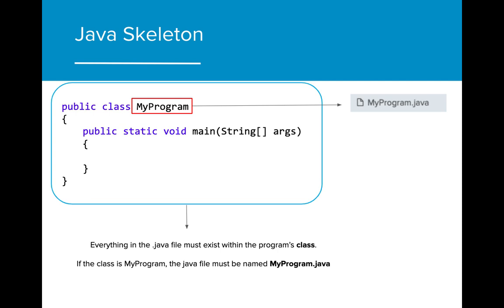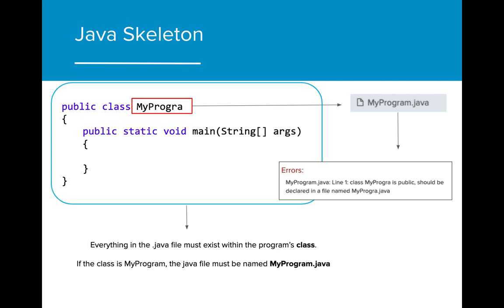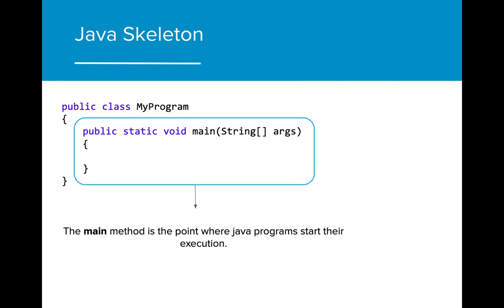An important thing to note is that the name of the class must match the name of the Java file. If the name of the class doesn't match the name of the file, it will cause an error and the program will not run. The second component that's vital to the Java file skeleton is the main method.